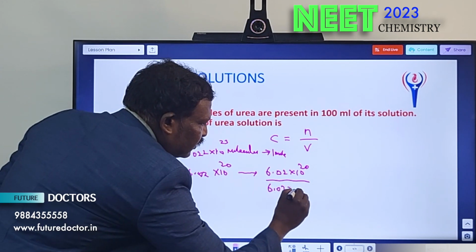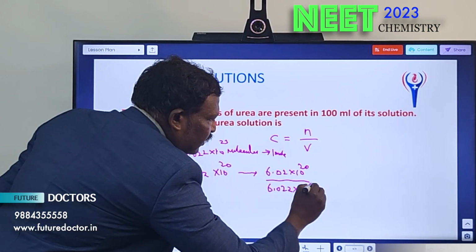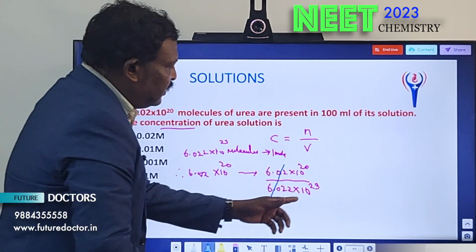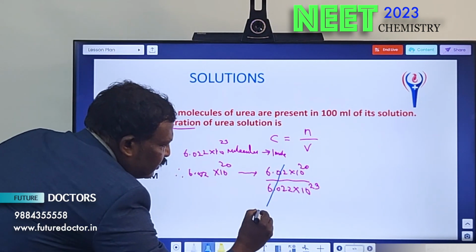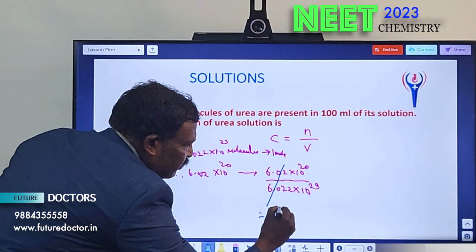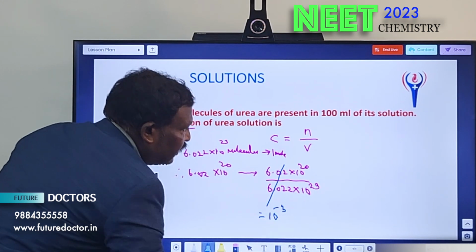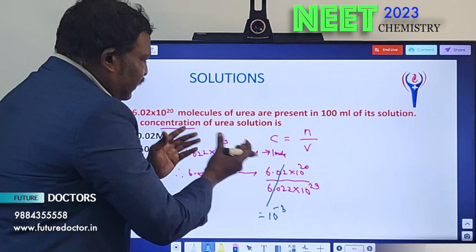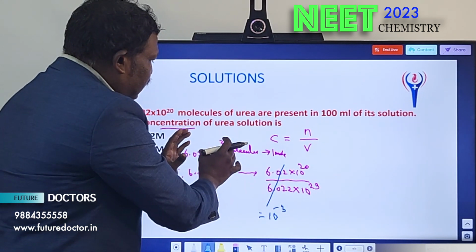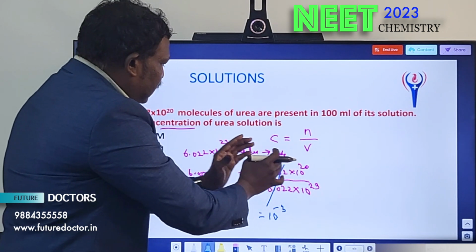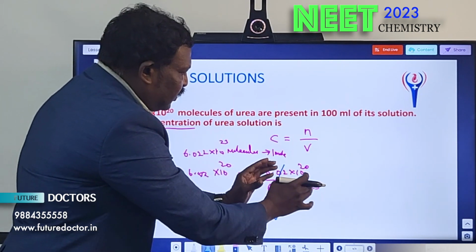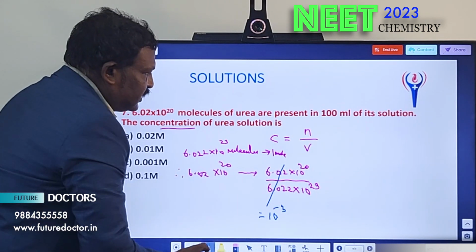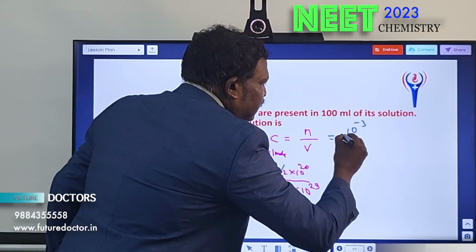Don't worry about this 2, anyway it is going to cancel. When it goes to the numerator, the answer will be 10 power minus 3. Are you following? That is the number of moles only. Simply remember, this number of molecules is the Avogadro number, considered as 1 mole. Therefore, the number of moles is 10 power minus 3 mole. You substitute here, that's all. 10 power minus 3 is the number of moles.